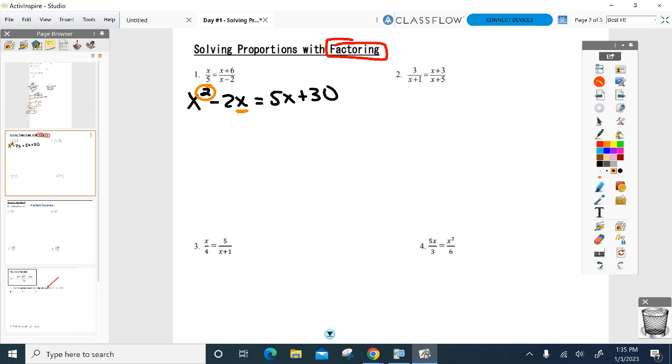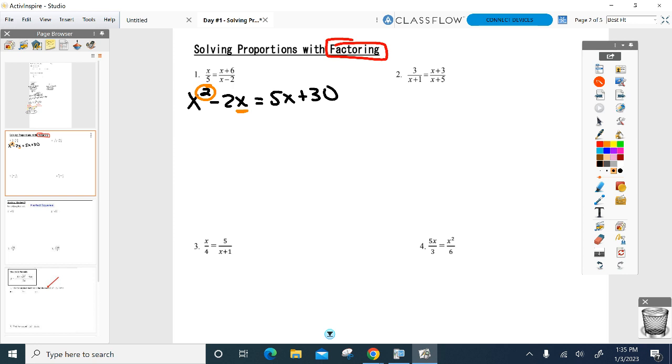And then you have to move the 5x and the 30 over to the left. Doing a lot of moving. You might need a U-Haul for that. How about I just move the 5x and the 30 over? Leave the 2x where it is. Got to be equal to 0. You can't factor unless it's equal to 0.